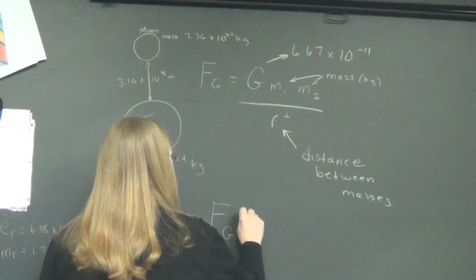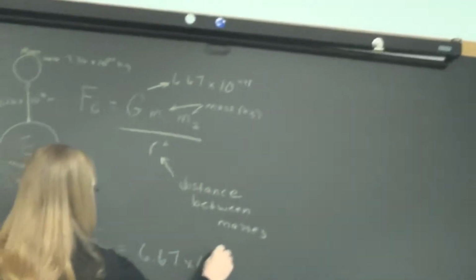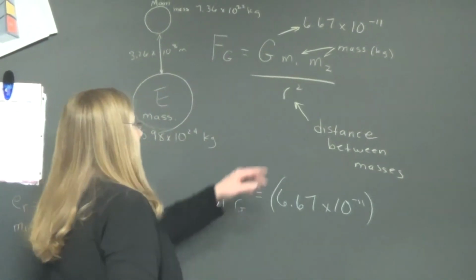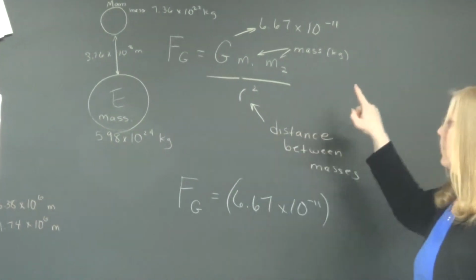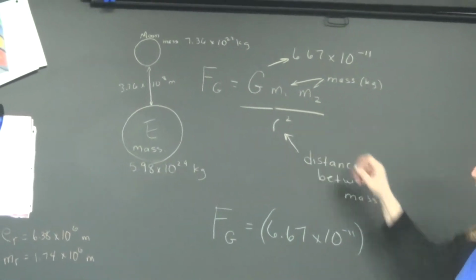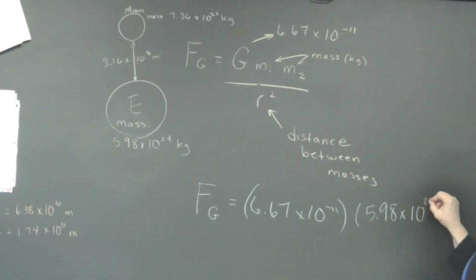Alright, with that, tell me what numbers go in next. Emily? I know the 6.67 times 10 to the minus 11. So for this problem, Earth and the Moon, what goes in for M? 5.98 times 10 to the 24. And that's in kilograms, so I don't have to mess with it.